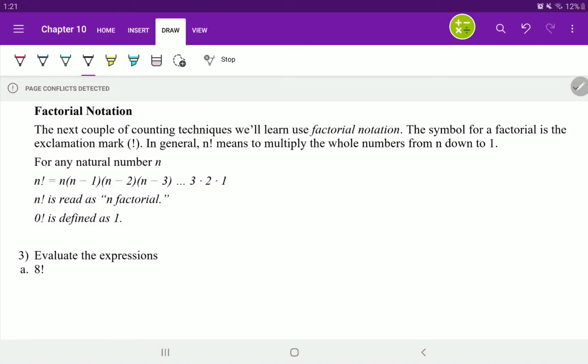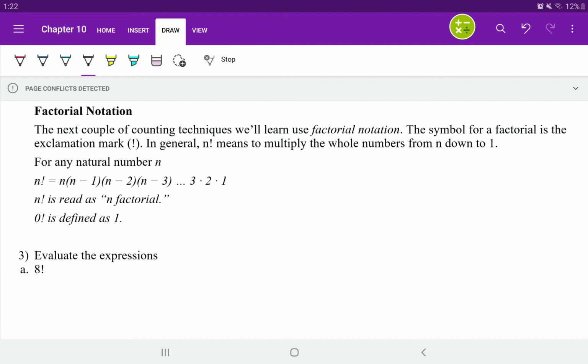Alright guys, now we're going to focus on factorial notation. And if you plan to take calculus, which I highly doubt because you are pursuing a social science degree, you'll be seeing the factorial used again when it comes to series, the Taylor series. But enough of that for right now. So the next couple of techniques we're going to be using and learning about, we'll use factorial notation.